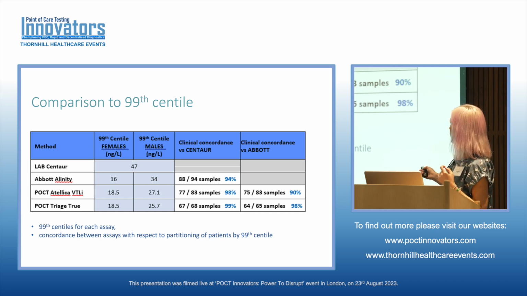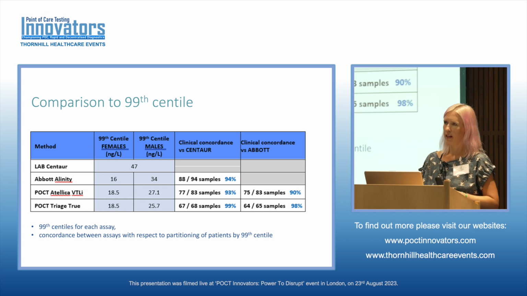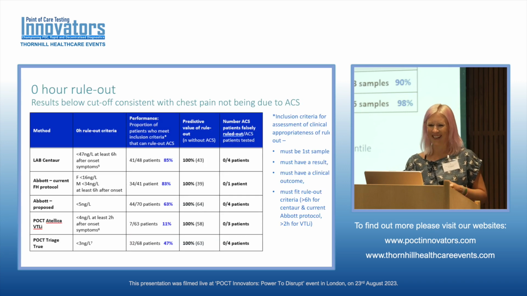You can see VTLI was 90% concordant and the Triage True was 98% concordant with the Abbott as to how it's partitioned by the 99th centile. Does that make sense? Yeah, okay, good.